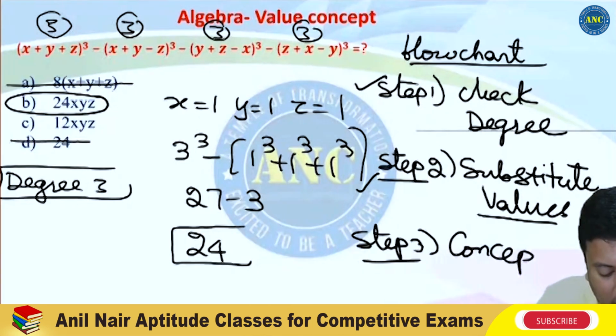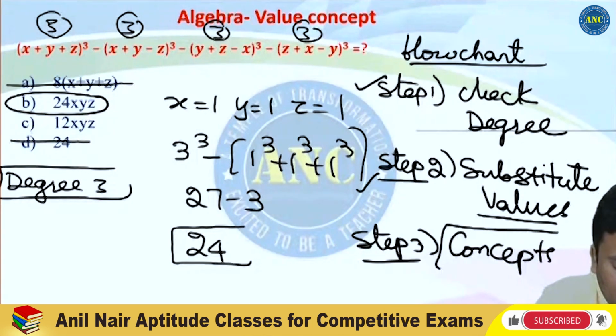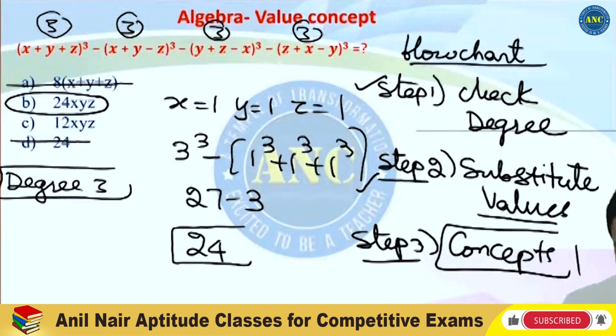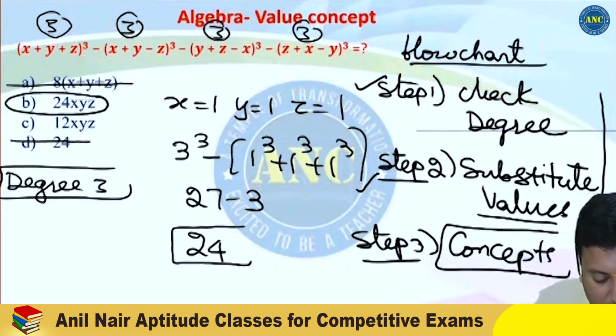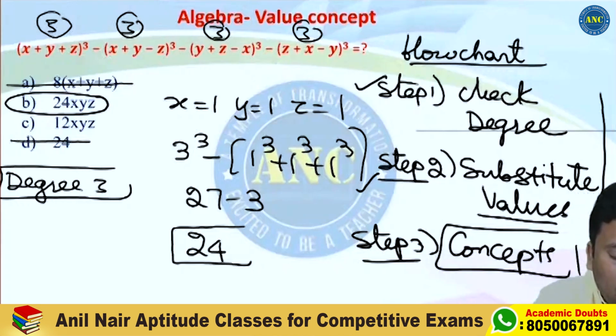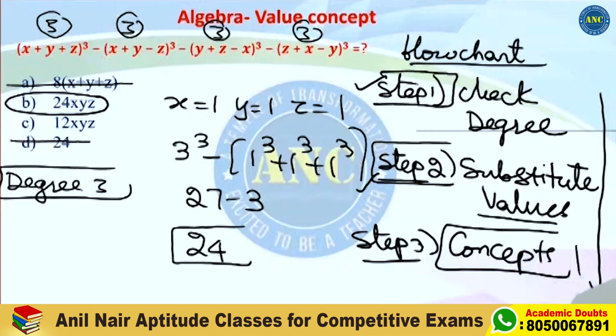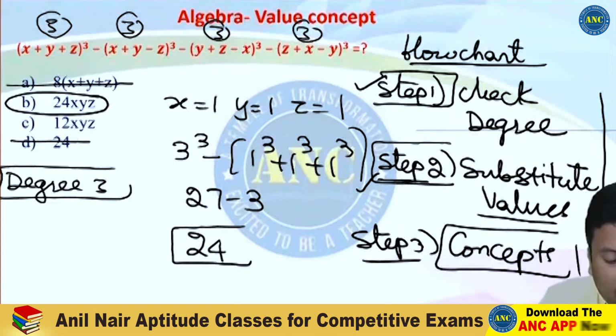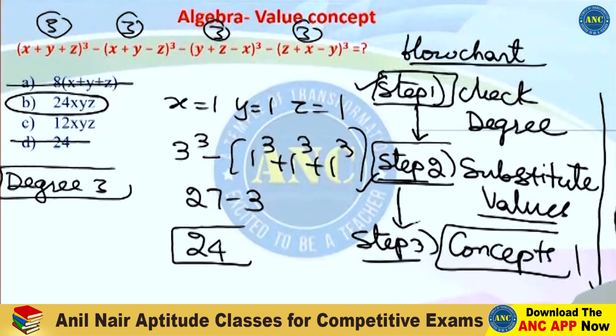execute the concept from the question. Suppose a concept is based on quadratic, you substitute it. This is the flow chart you should follow. Don't go and substitute variables without checking step number 1. Some questions can be solved directly using step number 1, which we realized in the first problems. Step 1, then step 2, then step 3. One by one we will discuss.